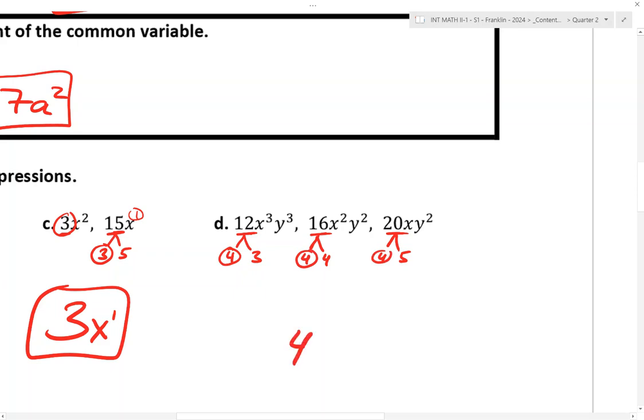And now looking across all these terms, they all have an x. X, x, x. So x goes in my GCF, and the smallest exponent present on x is a 1. So I can put that or just leave it as an x. And then for y, they do all have y, and the smallest exponent present is 2, so just 2 is the exponent I will use there. I can divide all these terms evenly by 4xy squared.